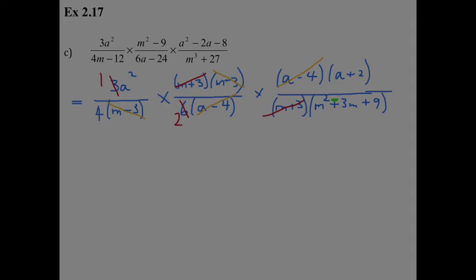What am I left with now on the top? I've got an a squared, and I've got an a plus 2. They're the only things that are left on the top. All the others went into each other once. On the bottom, I've got a 4 times a 2, and 4 times 2 gives 8. And then I've got my new bracket. Now, hopefully there's no silly errors in that one, but that should be your answer.